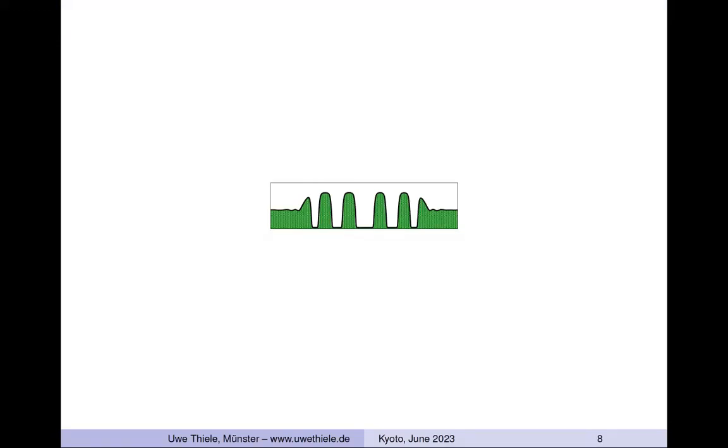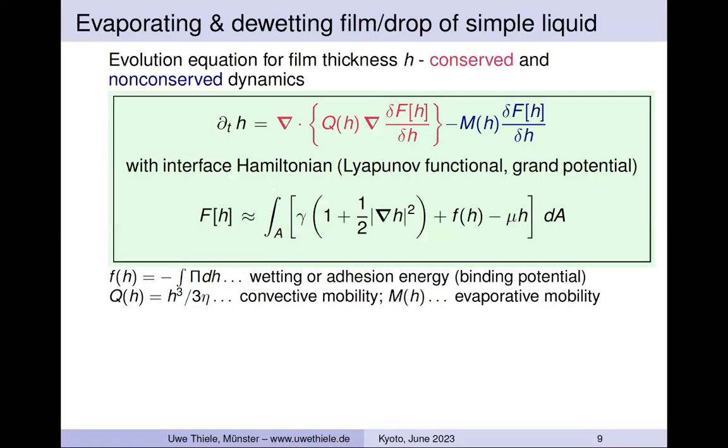Now, let's look at thin liquid films, because we want to talk about thin film models. So there, I say now I have an evaporating and dewetting thin film or a shallow droplet of simple liquid on a solid substrate. And if it can evaporate, I know it must have a non-conserved part, and then it can have convective motion inside the film. So I have a conserved part, so it must have this form. It's a scalar field.